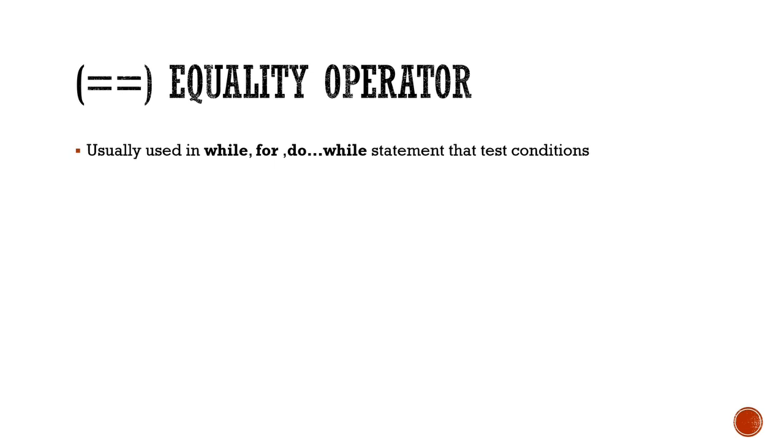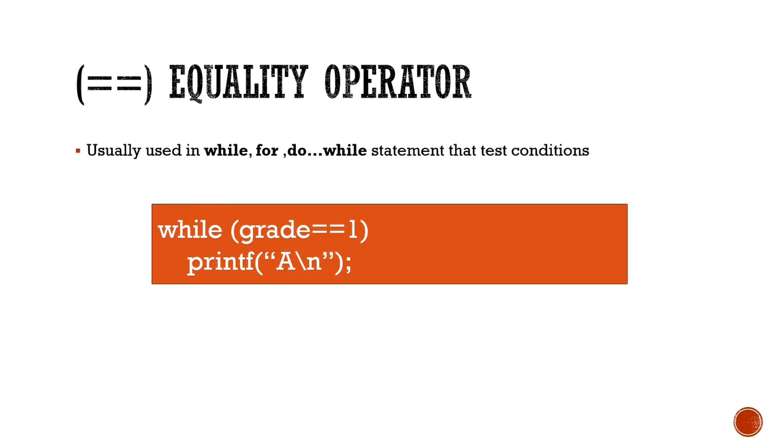You can use it also in if conditions or if statements. Like this one, if grade is equal to 1, print A. So that is an equality operator. That means if the value of this one is equal to 1, it will go and perform these actions. So this is a logical operator.